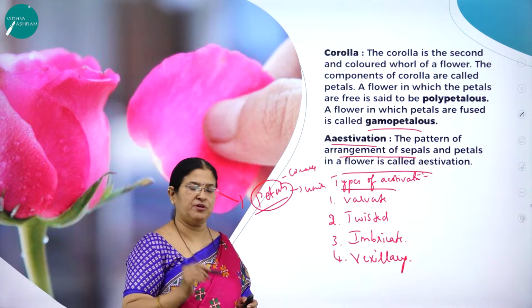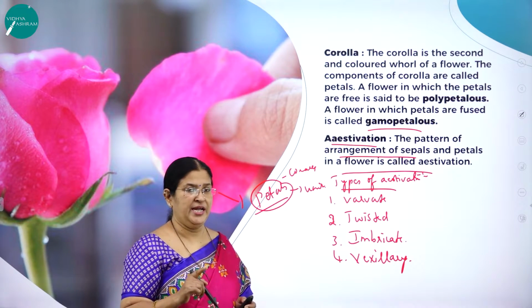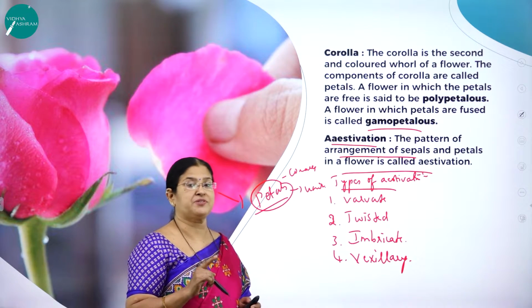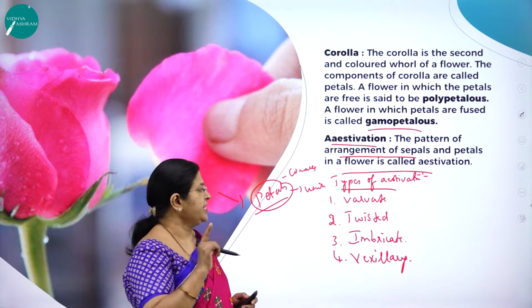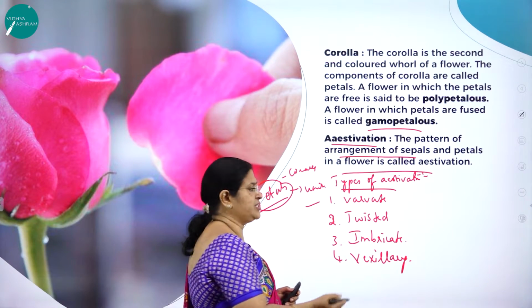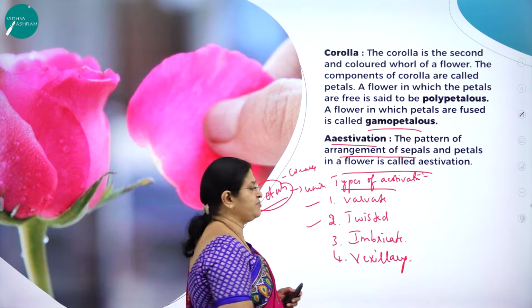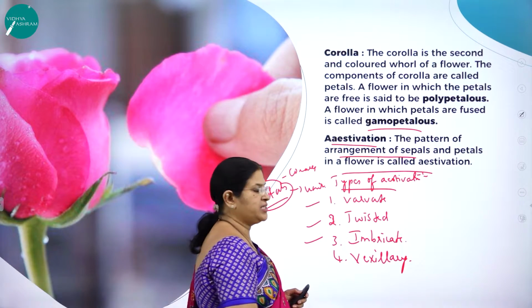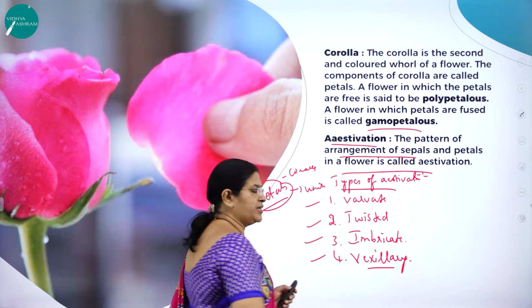So what are the types of aestivation? What is aestivation? It is the pattern of arrangement of sepals and petals with respect to each other. First one is called valvate aestivation, second one is called twisted aestivation, third one is called imbricate aestivation, and the fourth one is called vexillary aestivation.